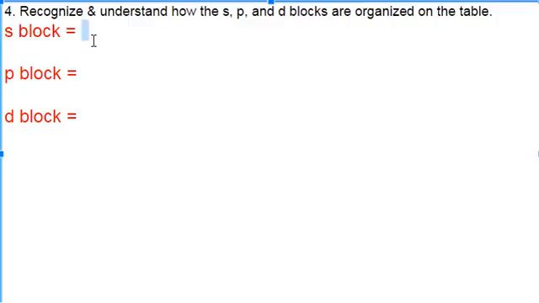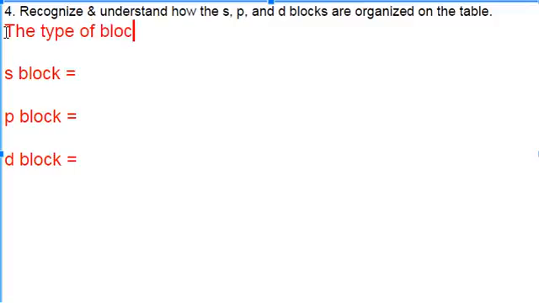So how are the S, P, and D blocks organized on the table? If something's in the S block, what do you know about it? If it's in the S block, what's true? It's in the first or second family. What's true about its electrons? Yeah, it either has one or two valence electrons because its valence electrons are going into the s orbital. Its last electron went into the s orbital. That's what the block tells you. Where did its last electron go?